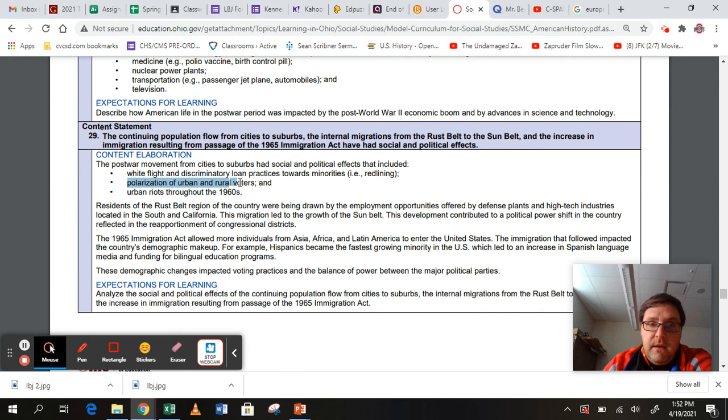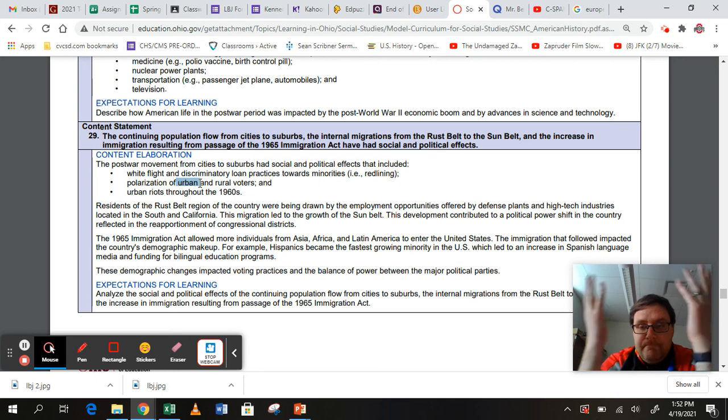Polarization of urban and rural voters. People who are moving out of the cities tend to be Republican conservative. You're not going to find very many people voting for Joe Biden down in the Hocking Hills, but you will not find many people voting Trump inside of big cities. It just won't happen. There's a divide. There's a split. Rural Republican, urban Democrat. It just happens.